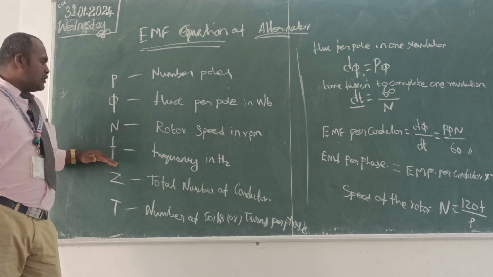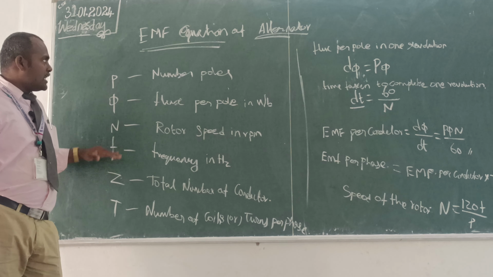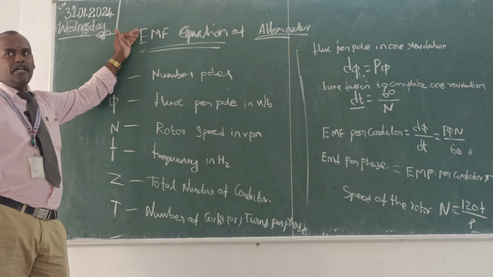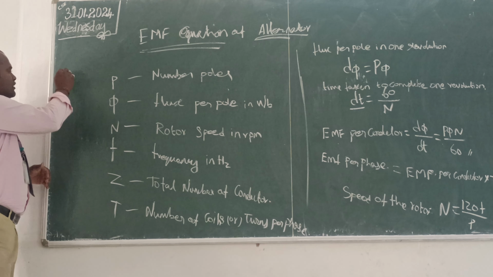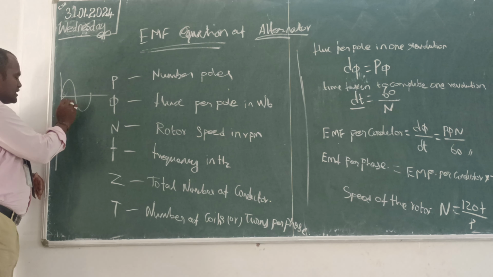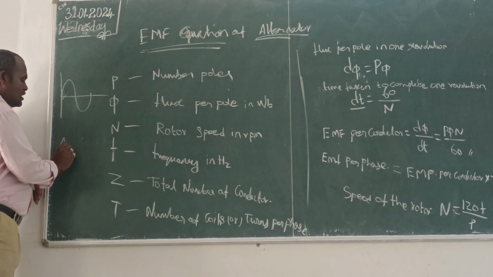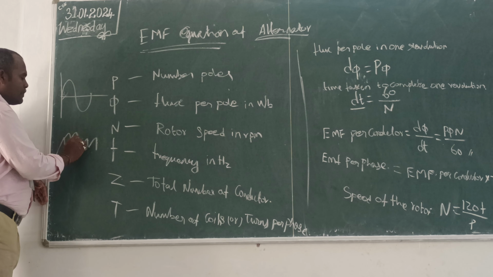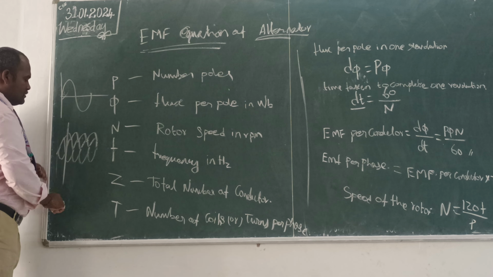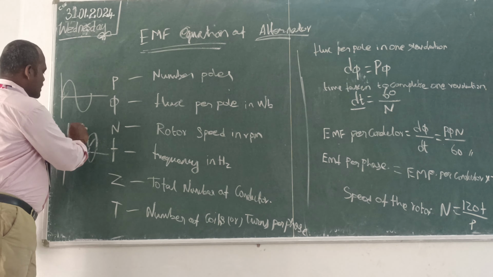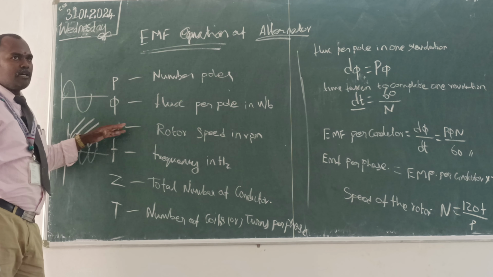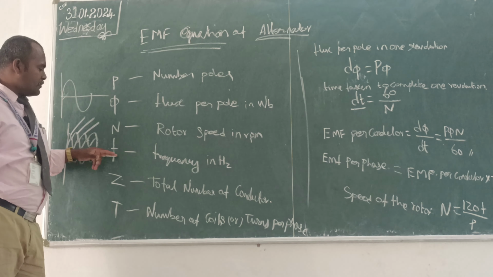Then the frequency, in hertz, because we have an alternator, which is a three-phase AC supply, so the frequency will be there. You all know it is a sinusoidal wave, a pure sine wave. That is for a single phase. For three-phase, you all know the waveform like this, the R, Y, B. Here it has the frequency, the variation of frequency, that is 50 hertz.